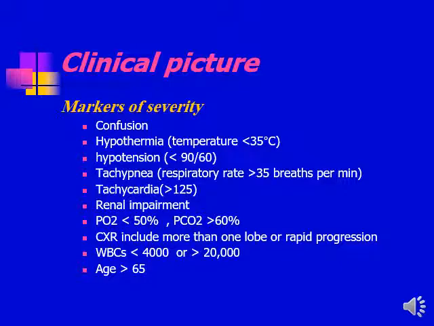Overall, we have to put a marker of severity as regards the oxygenation of the patient. Is the oxygen getting to the tissue, which is the main function of my respiratory system? If there is hypoxia, PO2 less than 50% or PCO2 more than 60%. Also, if the patient is more than 65 years, there is a marker of severity. This patient can't be treated at home because he will be in danger. This is all a marker of severity.